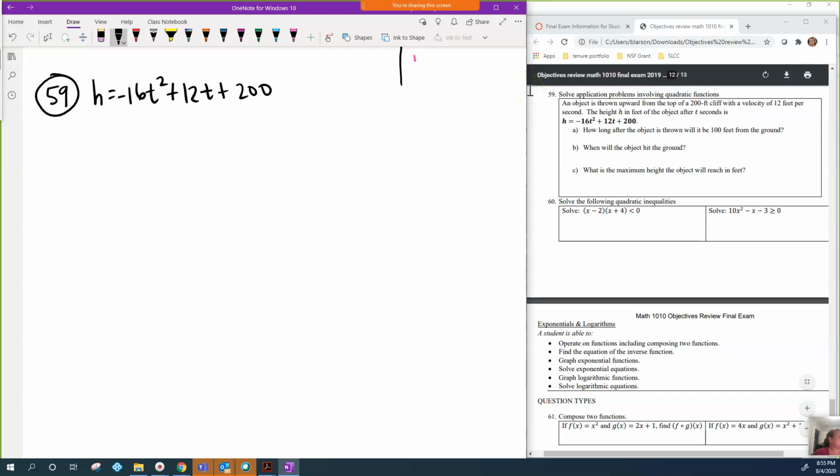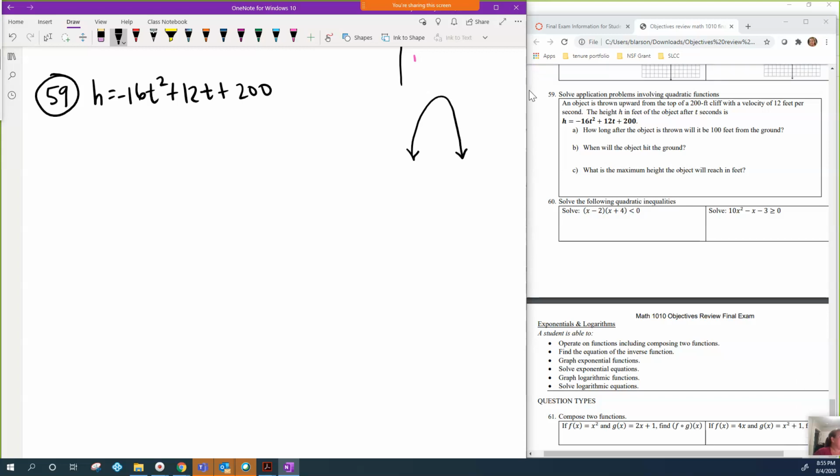So A, how long after the object is thrown will it be 100 feet from the ground? Well, this is an upside down parabola, and I can tell that because my leading coefficient is negative. So I know it's a parabola that looks like this. And this 200 here means that's where it's starting to be thrown. So here's 200 feet in the air. That's actually where it's starting to be thrown, and then at some point it's going to be reaching 100 feet here, and so we're trying to figure out when it is going to be 100 feet.